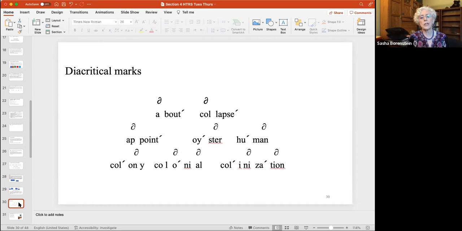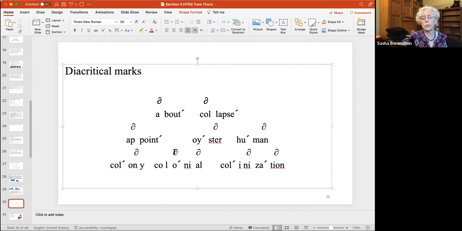And these are the diacritical marks for schwa. So that is the upside down E. And then the accent grave we put for the accented syllable. It looks close to an apostrophe, but it really isn't an apostrophe. And so that's, I think, a good thing to do with your students.